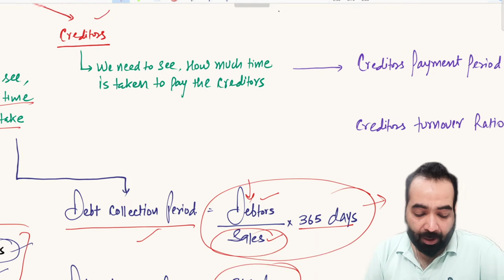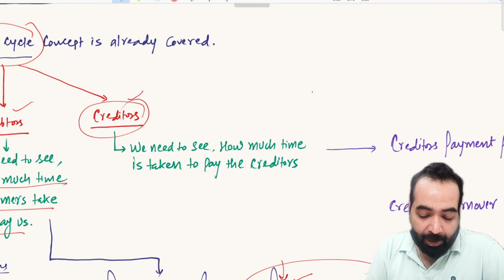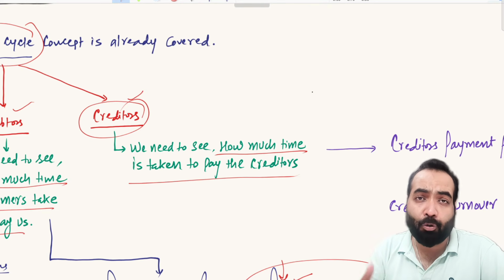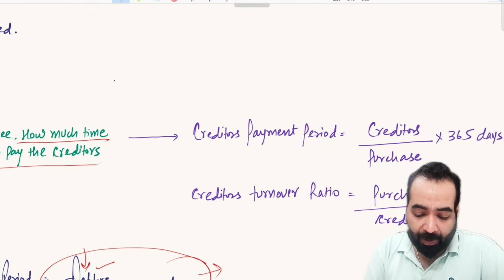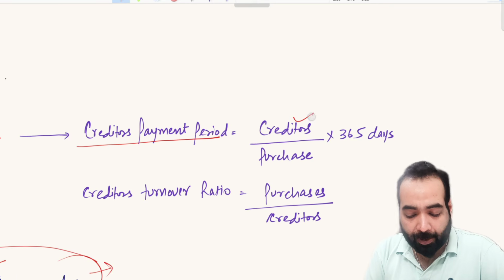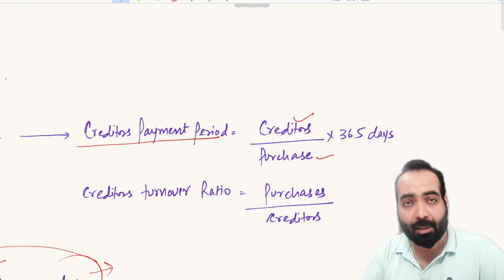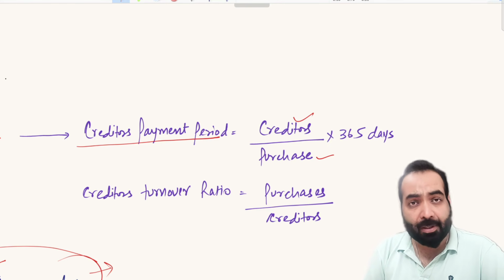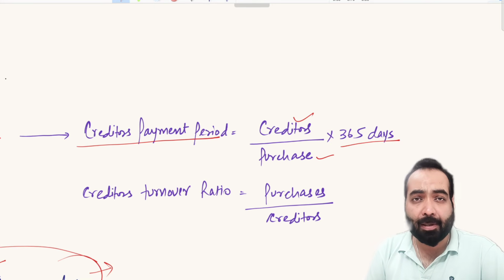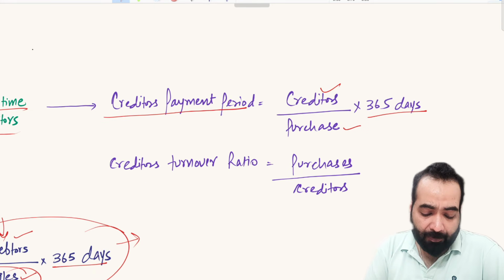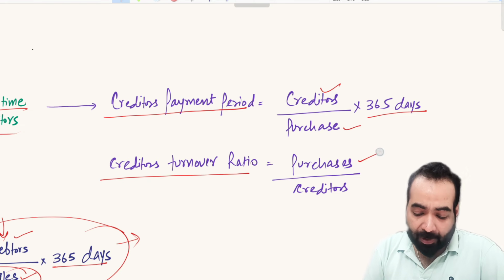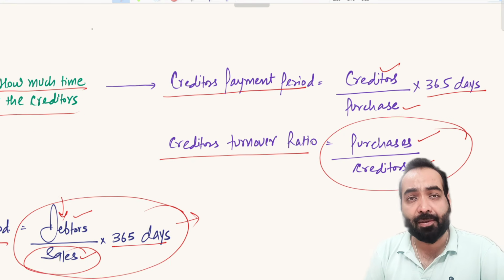Right? Now coming to the creditor cycle, we need to see how much time we take to pay off our suppliers, right? Or how much credit period is allowed to us by them. So we call it creditor payment period. Creditors are related to purchases only, although some banks calculate based on sales also. It is purely your call. Preferably creditors are based on purchases. So creditors divided by purchases into 365, similar to the debtor cycle or the inventory cycle. Then we call it creditor turnover ratio, how many times the creditors are being rotated in your business. You divide purchases by the creditors and you will straight away get the answer, right?